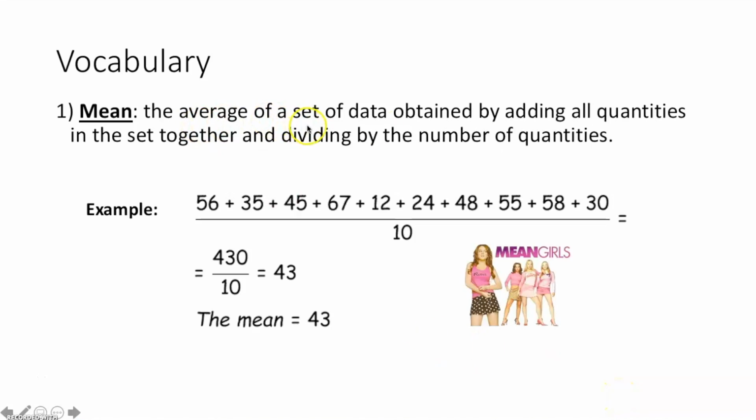First thing we're going to talk about is the mean. That's the average of a set of data obtained by adding all quantities in the set together and dividing by the number of quantities. So here you can see an example of how to get the mean. You just add each of these numbers together and then divide by the total amount of numbers. And that gives you the mean or average of the set of data.